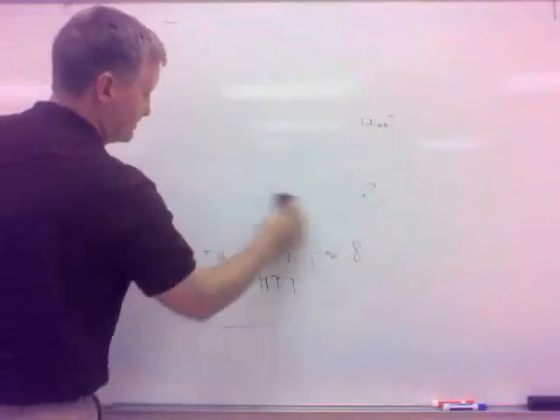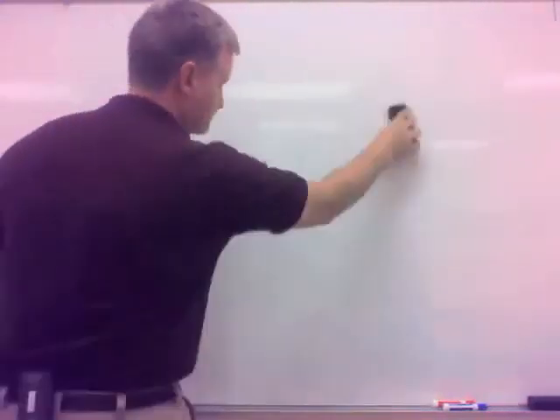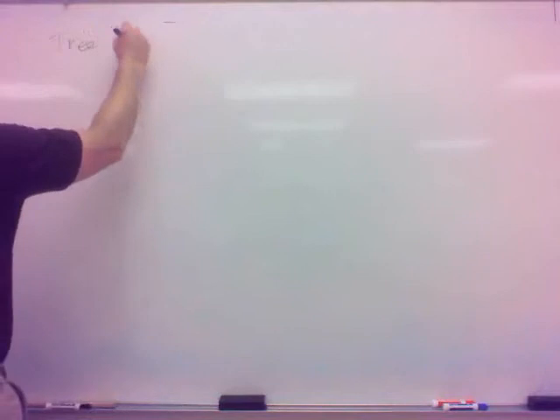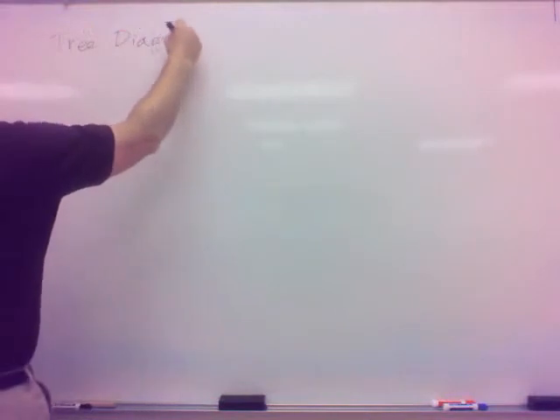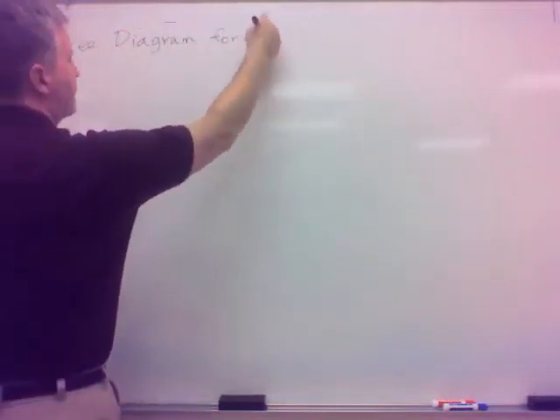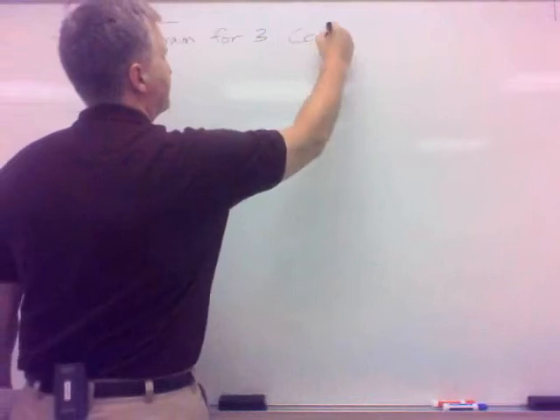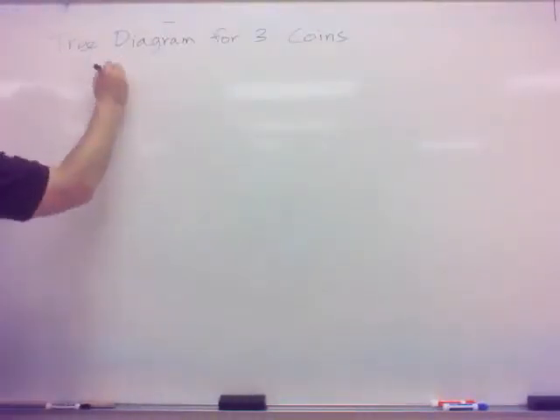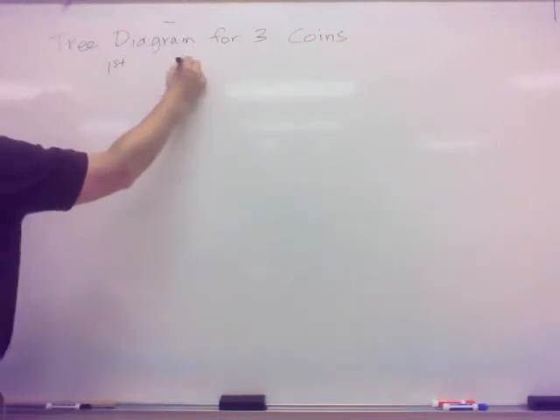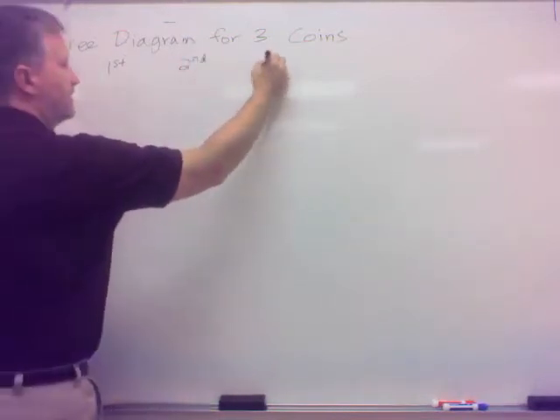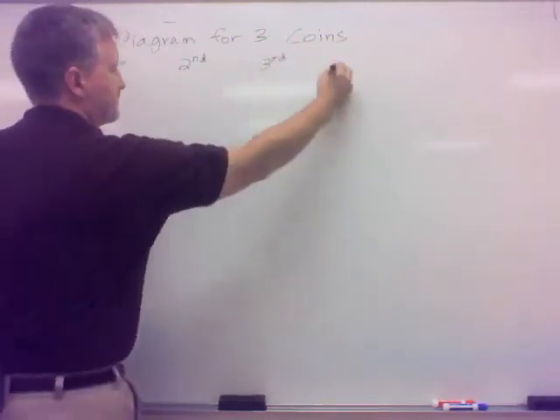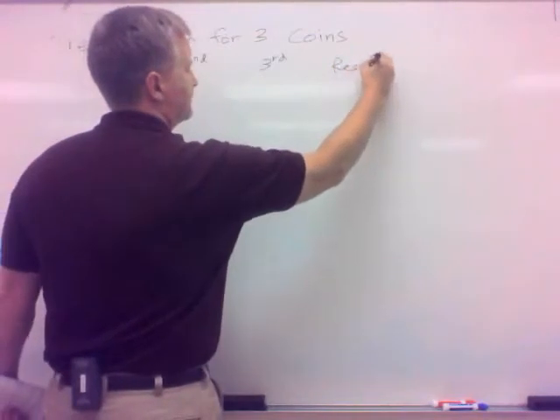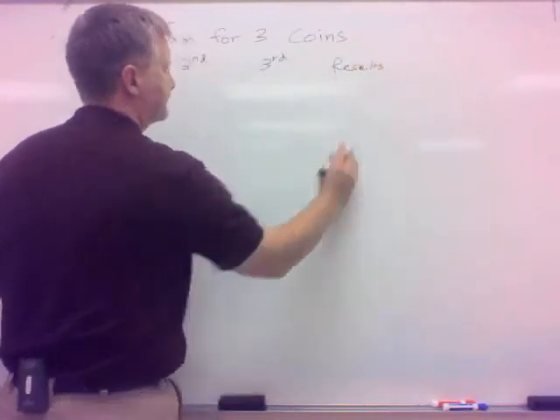But let me show you the tree diagram for 3 coins. It's called a tree diagram. You'll see why that's called that in just a second. What you do, we're flipping 3 coins. So I'm going to do the first coin here, second coin, and then third coin. And then the results will be over here.